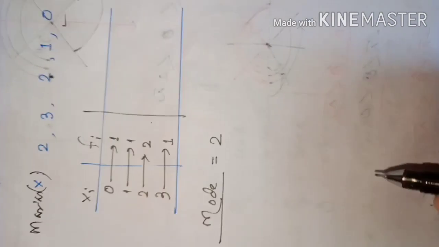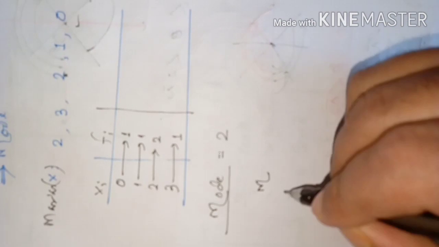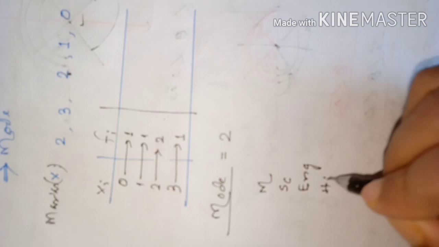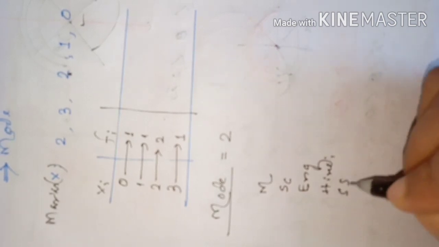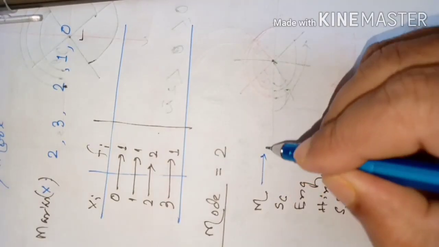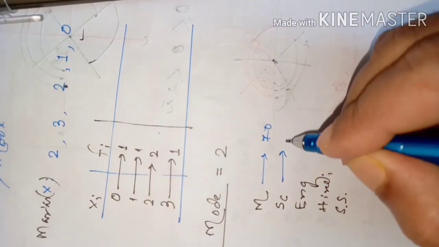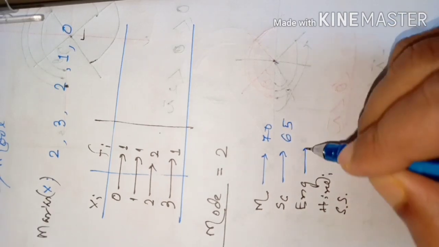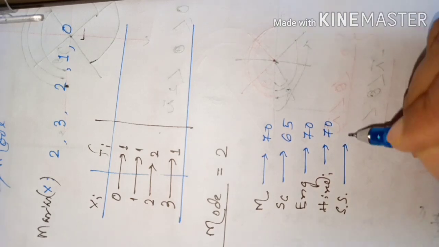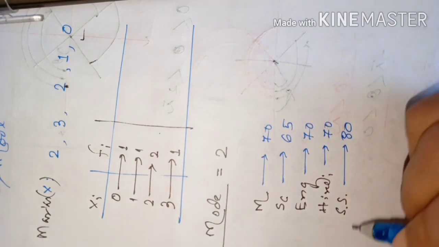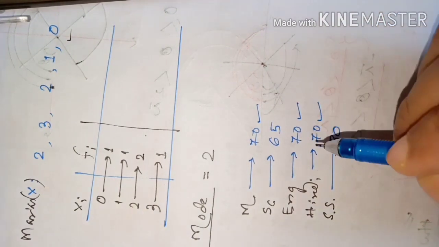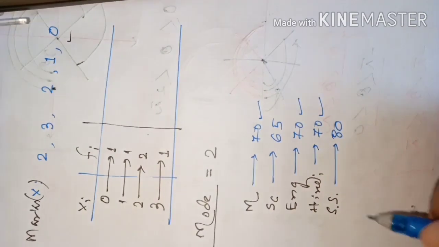Mode is always like that. Suppose in your different subjects, maths, science, English, and Hindi, then social science, these are the main subjects. In these subjects you got marks like this. Suppose in maths you got 70, science is 65, English is 70, Hindi is again 70, then social science is 80. That means you got 70 the maximum times. That means 70 is occurring here maximum times. So 70 can be said as the mode.